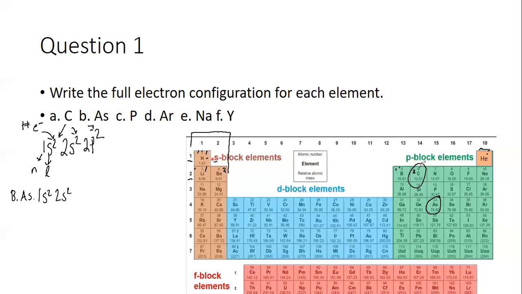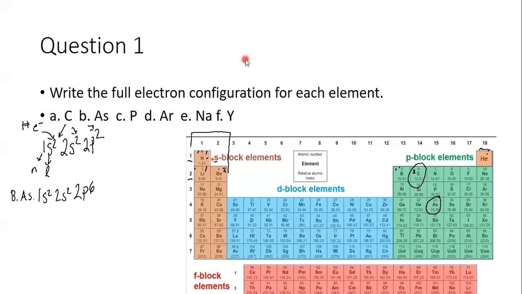P block. Boron is 2p1, carbon 2p2, nitrogen 2p3, 2p4 for oxygen, 2p5 for fluorine, 2p6 for neon. Again, I'm about to leave the p block and I'm not to As yet. So I want to write down my progress so far. So right now I'm at 2p6.